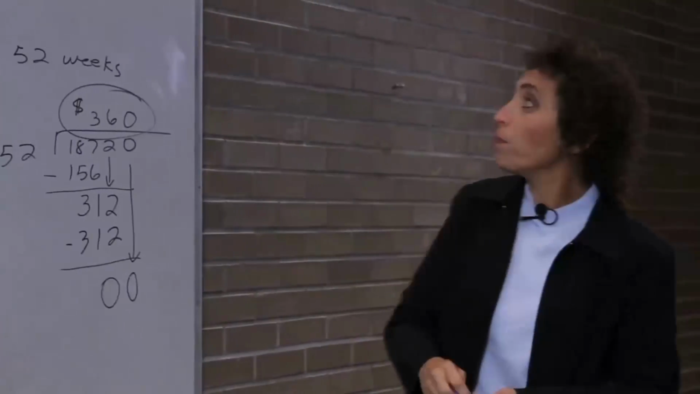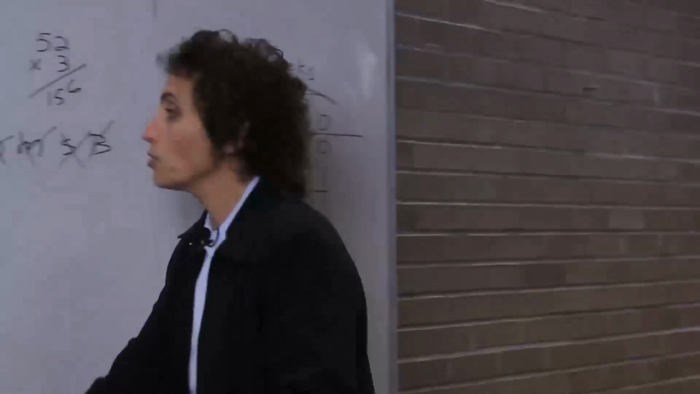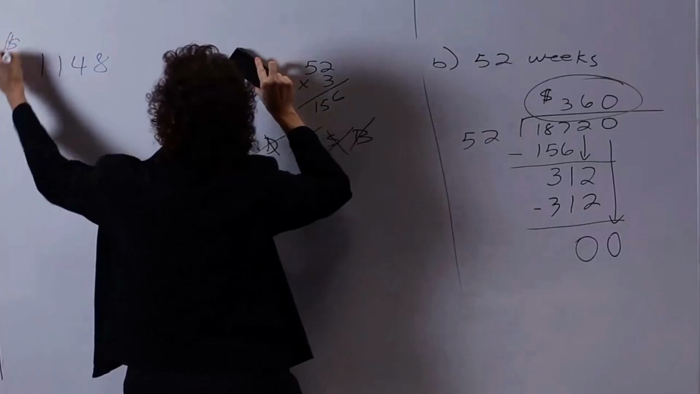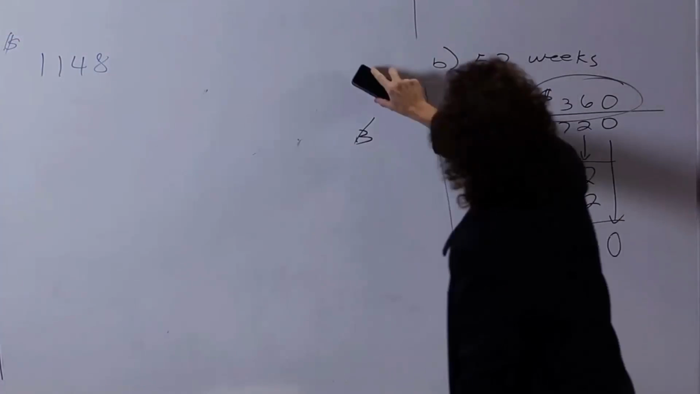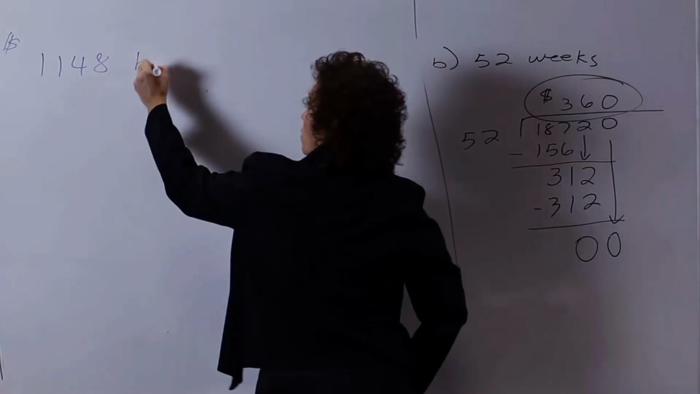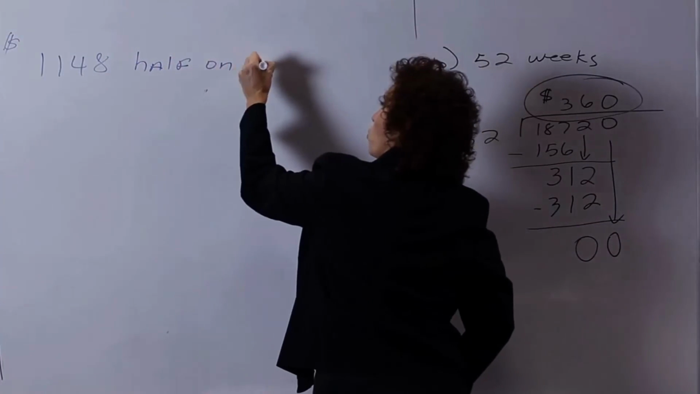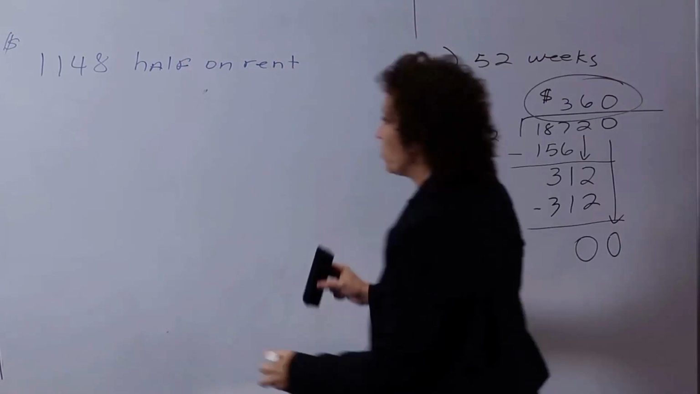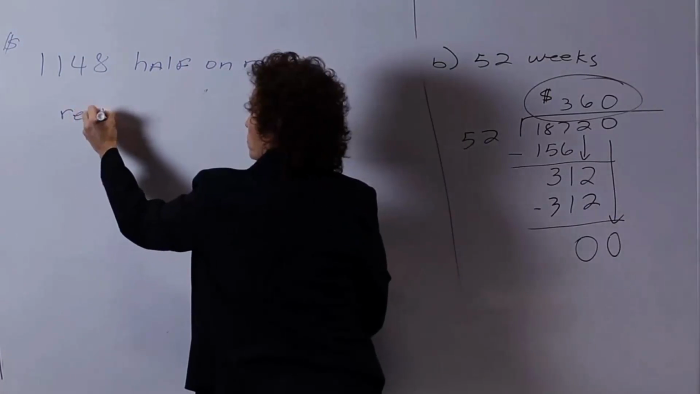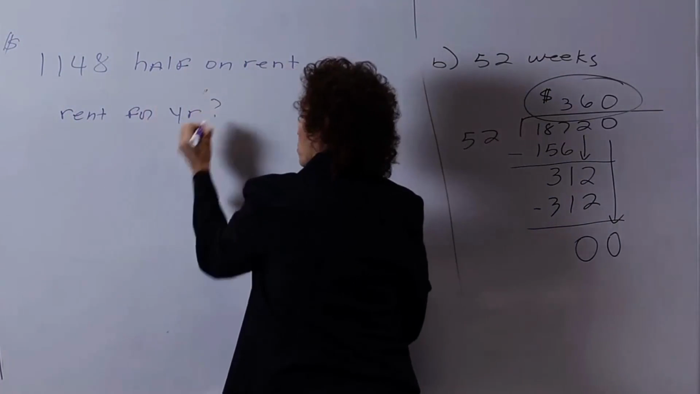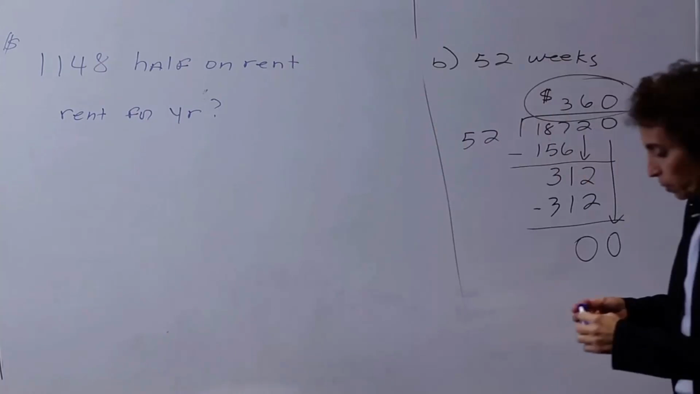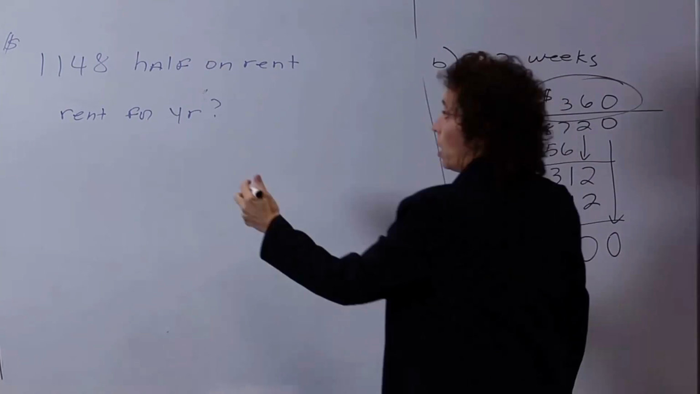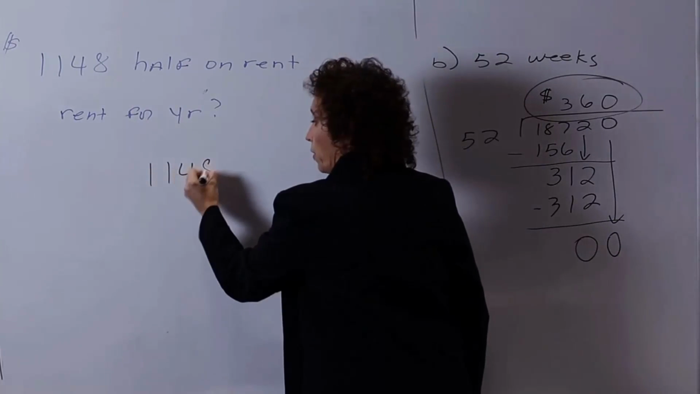But anyway, if his net pay per month is $1,148, and he pays half of that on rent. Here's the question. The question says, how much does he spend on rent for the entire year? So if he spends half of that on rent, we need to find out how much he spends on rent. Well, that means I'm going to take 1,148 and divide it by 2.